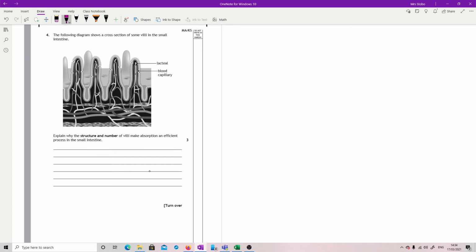Okay, we've got a diagram here showing a cross-section of some villi in the small intestine. You have the lacteal and the blood capillary being labelled in here. Explain why the structure and number of villi make absorption an efficient process in the small intestine. Large intestine is absorbing water.